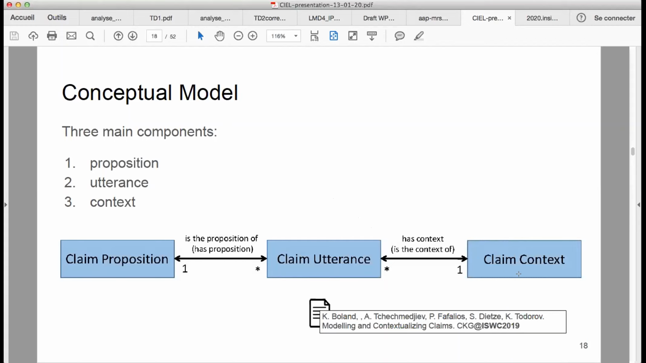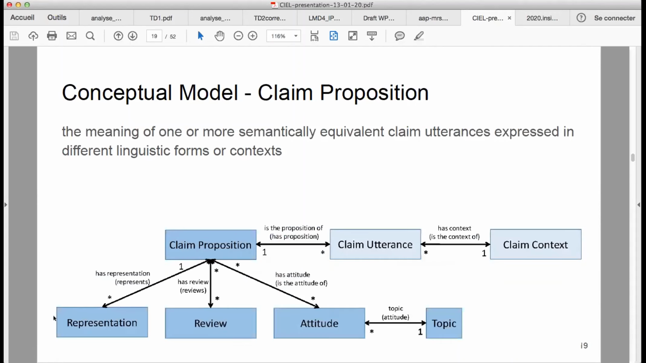On the right, we will have a component which we call claim context, and I will describe a little bit more in detail what we mean by that. And on the left, we will have the proposition or the meaning of the claim. So these will be our three main components. Let us have a look at the proposition in the first place.